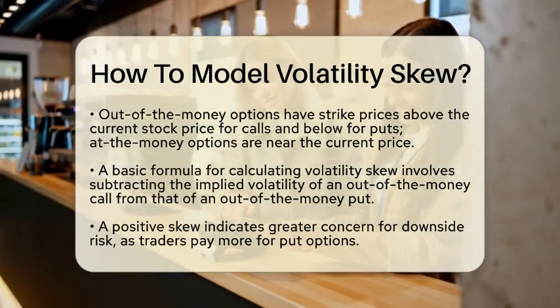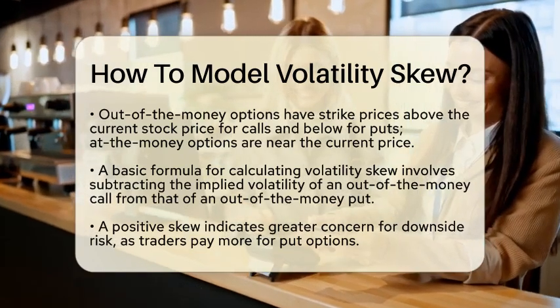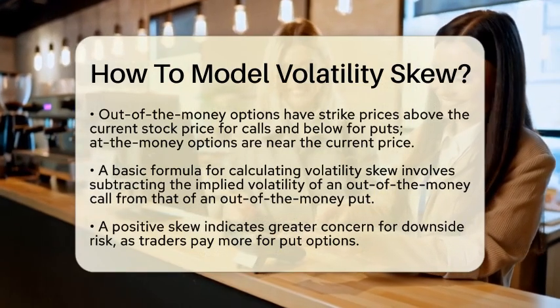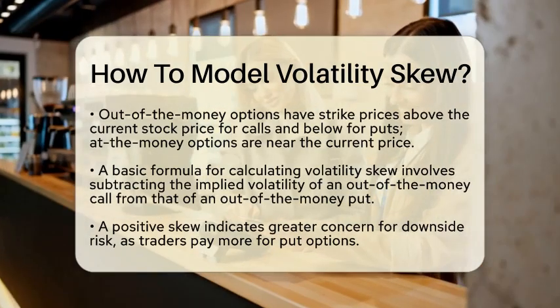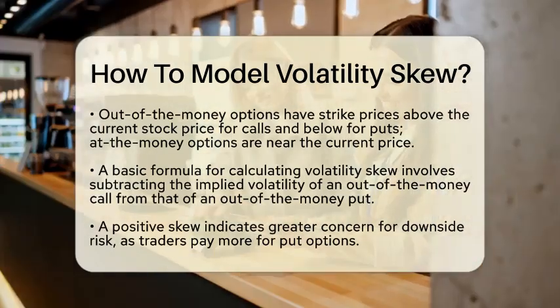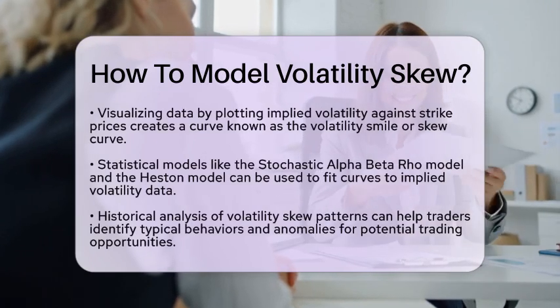There are several practical ways to model volatility skew. First, you can visualize the data by plotting implied volatility against strike prices for a specific expiration date. This creates a curve, often referred to as the volatility smile or skew curve. The curve illustrates how implied volatility changes as you move away from the at-the-money strike.